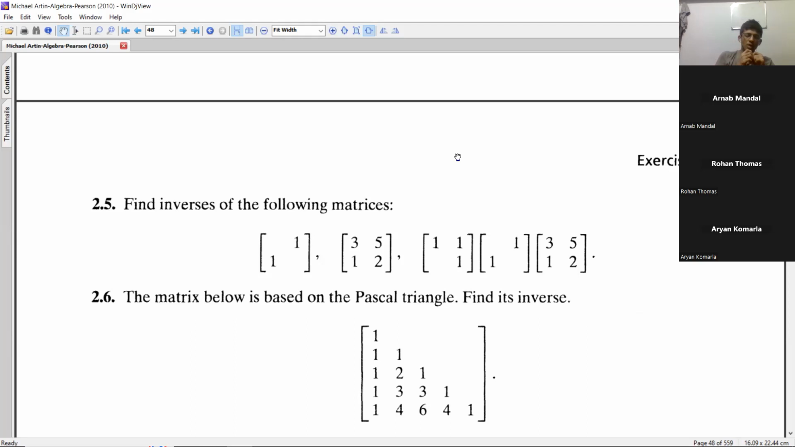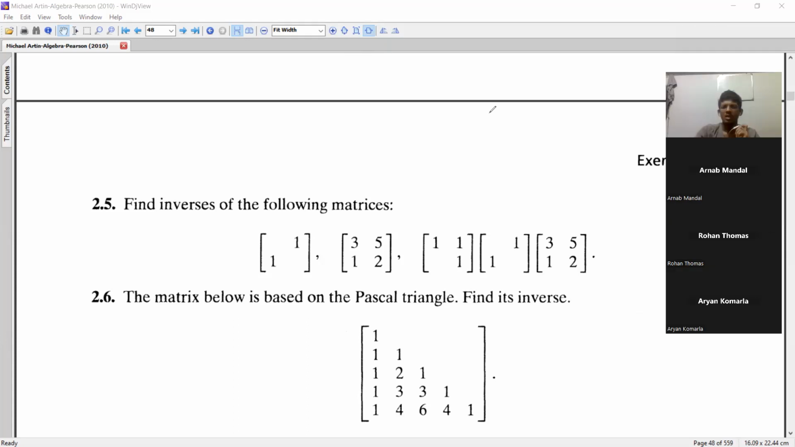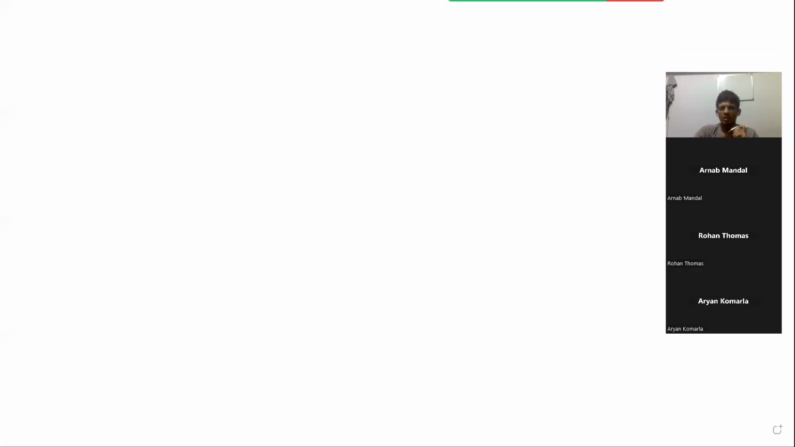So what you can do here is use Gaussian elimination. Did you try that? I don't think we have. Gaussian elimination means you find the inverse using Gaussian elimination. I'll try to do it the next day, but let me see.